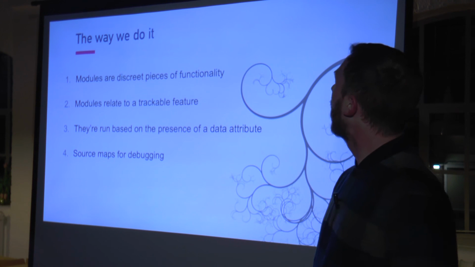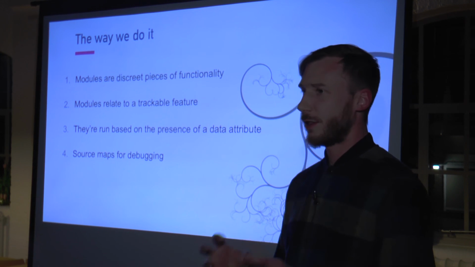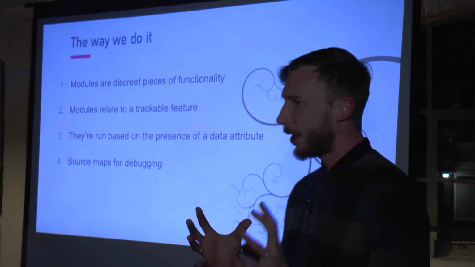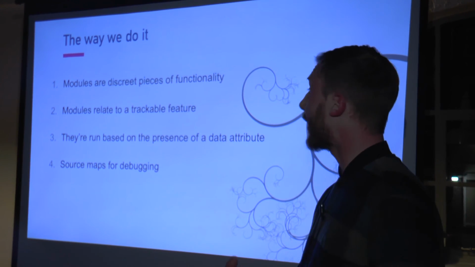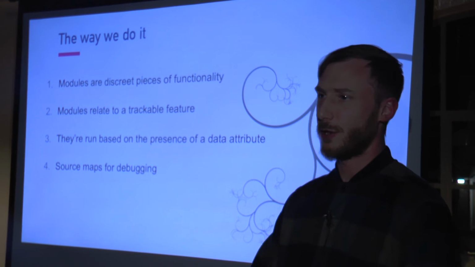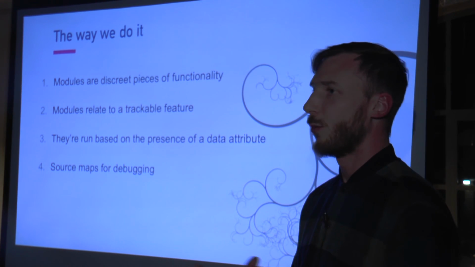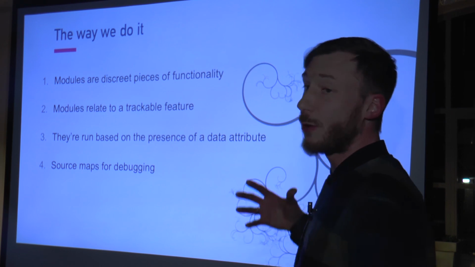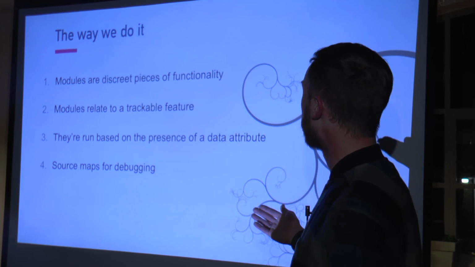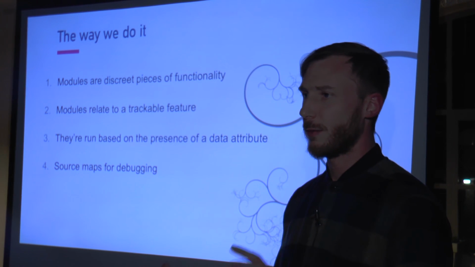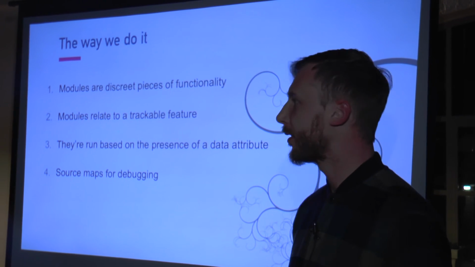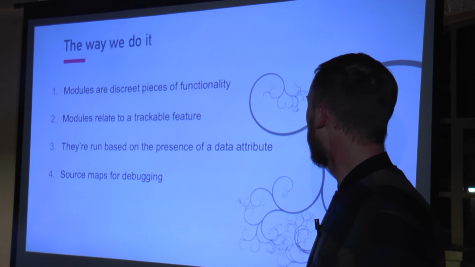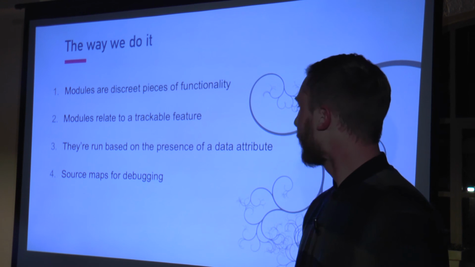So the way we do it at Zone is all modules are discrete pieces of functionality. They are sometimes a trackable feature, in a project management sense. Sometimes there's more than one module that belongs to that particular feature. In the browser, they always run based on the presence of a data attribute, so we don't use CSS classes or anything like that. We keep it just to using data attributes for decoupling.